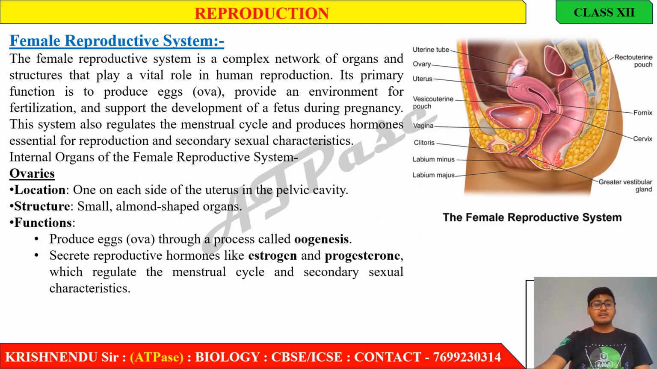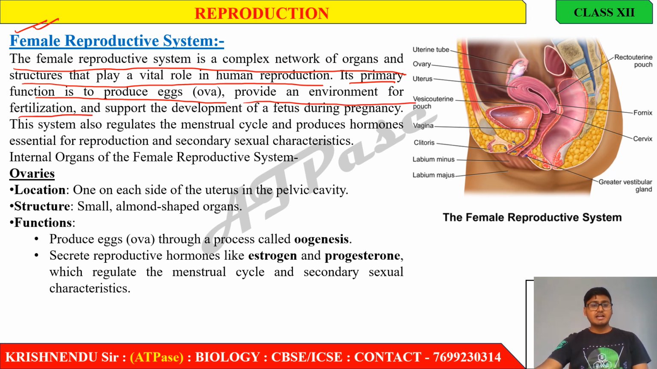Now we have completed the male reproductive system. Now we will learn the female reproductive system. So what about the female reproductive system? The female reproductive system is a complex network of organs and structures that play a vital role in human reproduction. Its primary function is to produce eggs, that is ova, provide an environment for fertilization, and support the development of a fetus during pregnancy. So these are the main functions of the female reproductive system. What are the functions?